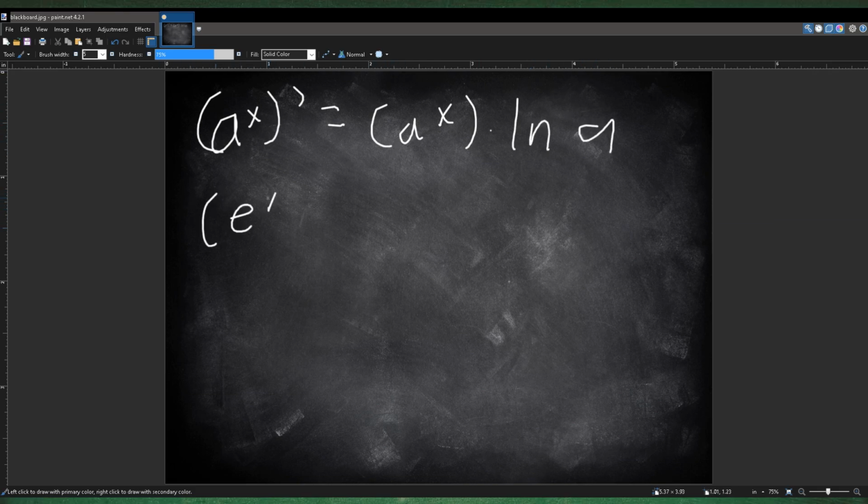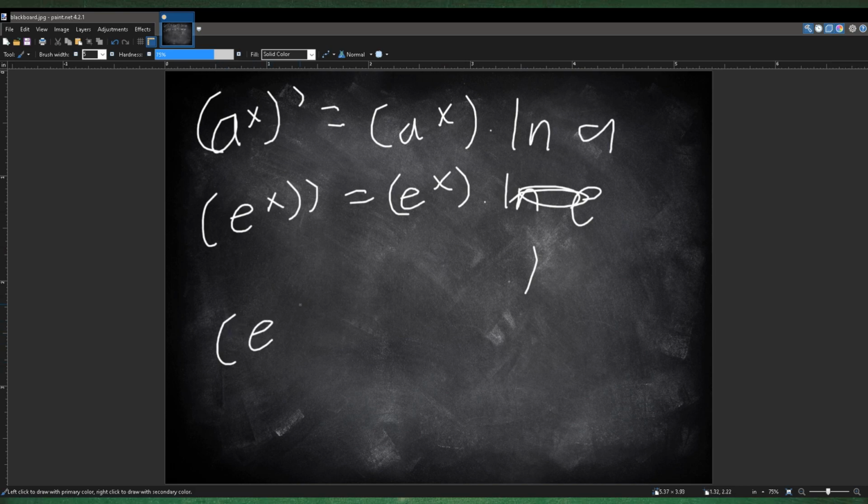So if we have e to the x, we just substitute e into a. So e to the x, and then times ln of a is equal to e. So ln of e, isn't that just the same thing as 1? So basically the derivative of e to the x is equal to e to the power of x.